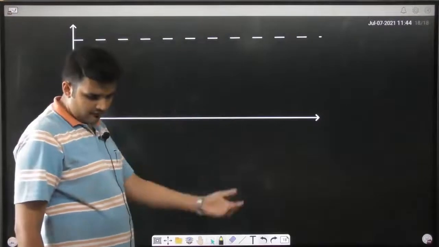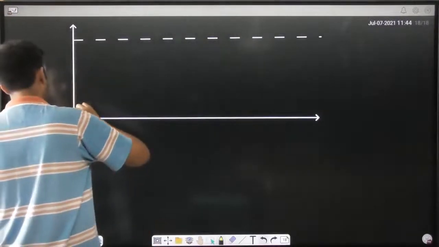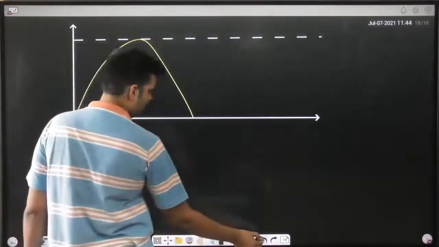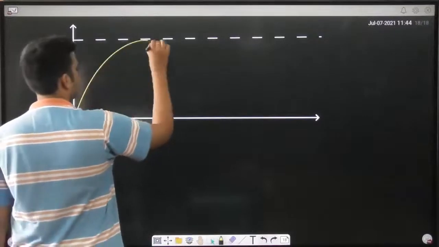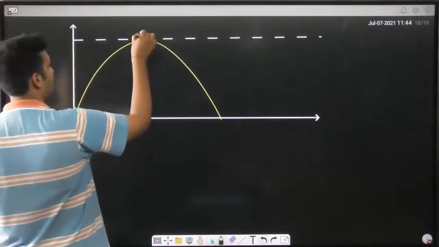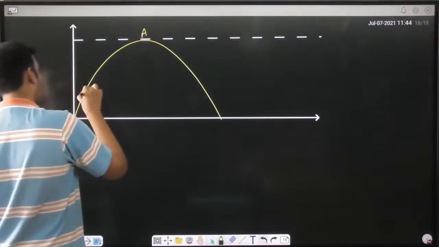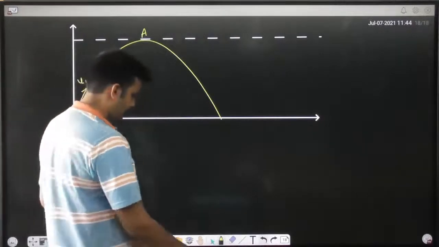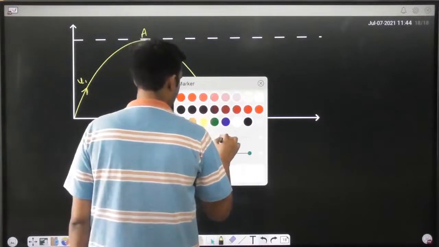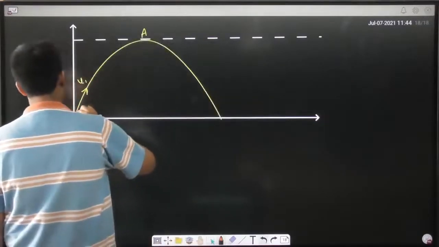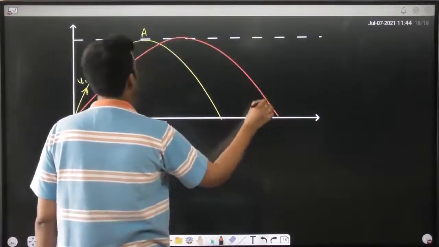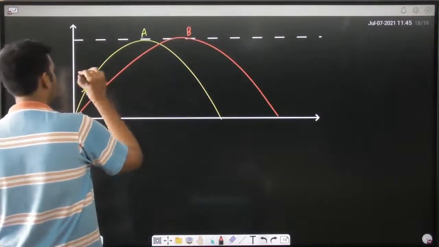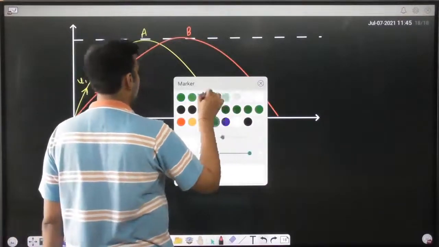And we have a number of projectiles. Say this is our first projectile, and this is our case A, and we are throwing this projectile with initial velocity u1. Secondly, you have this other projectile. Let's say this is your case B and the initial velocity is u2.